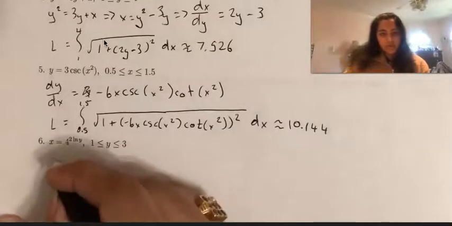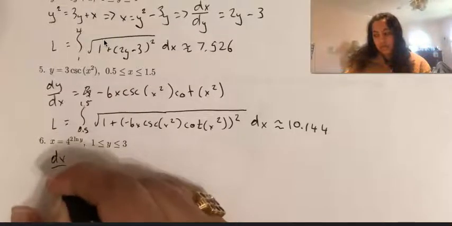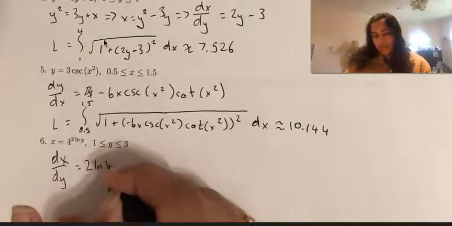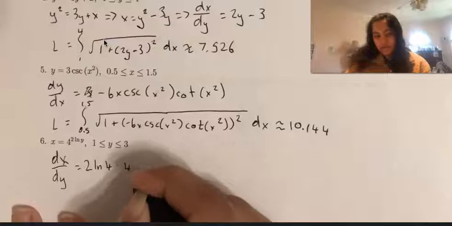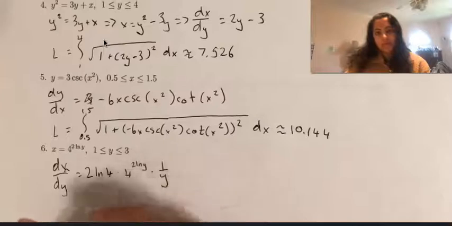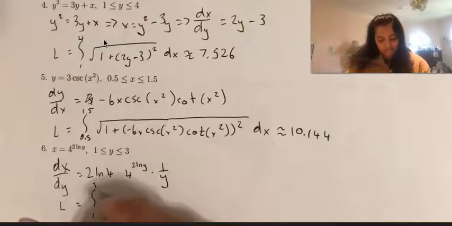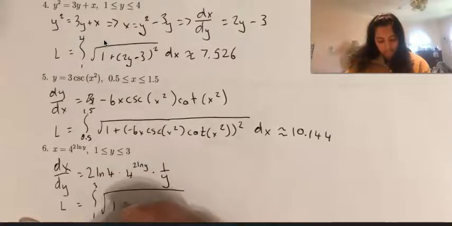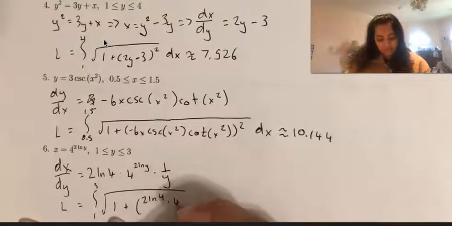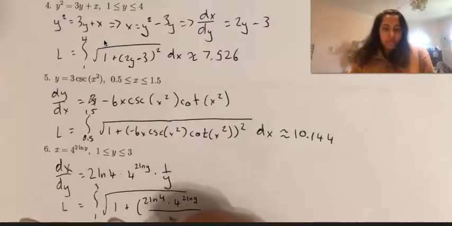So for number 6, for the derivative, you have to know the a to the x rule. So the derivative is 4 to the 2 ln y times ln 4 times 2 over y times 1 over y. Then after you plug it into the formula, you get around 20.163.